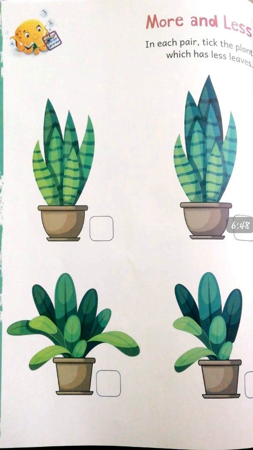After doing this page, now students, try to identify the plant's name and try to tell your parents about the more and less concepts.